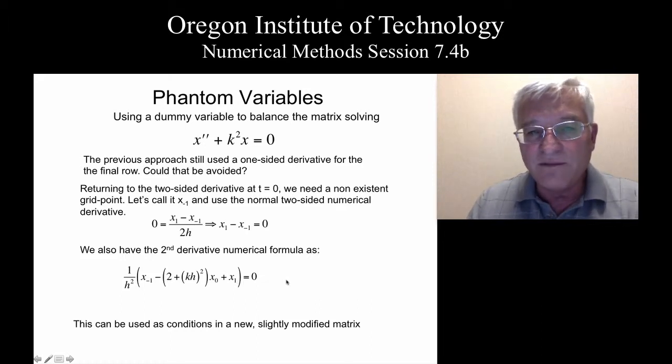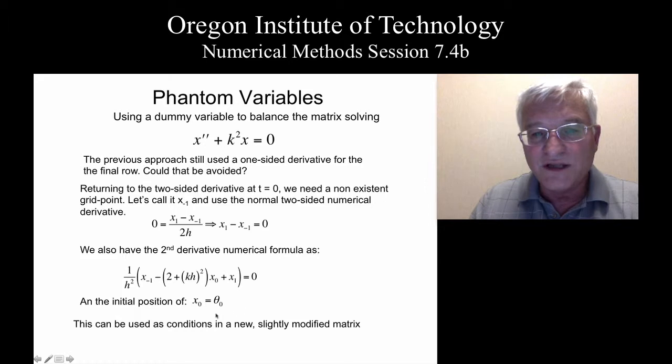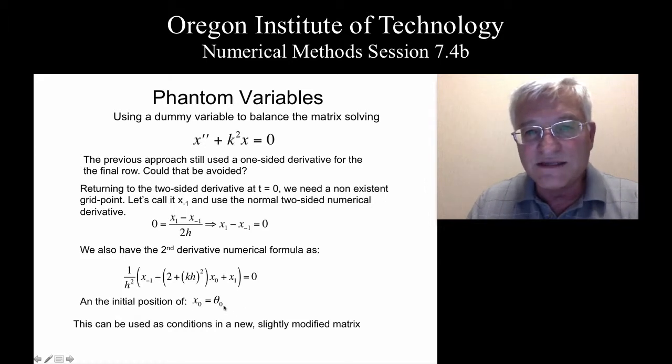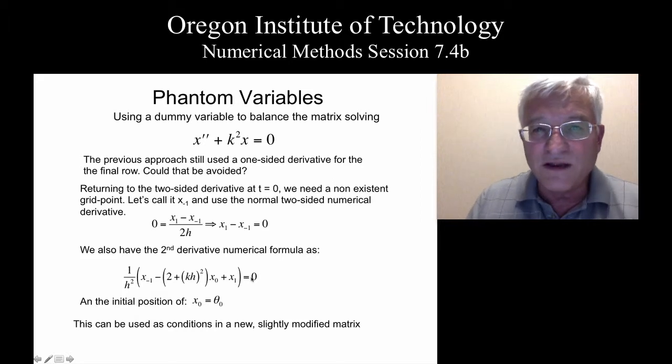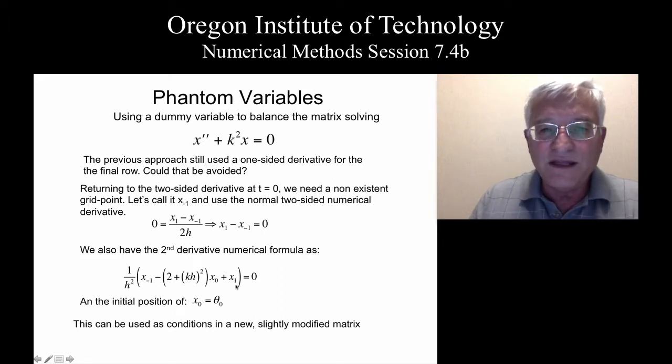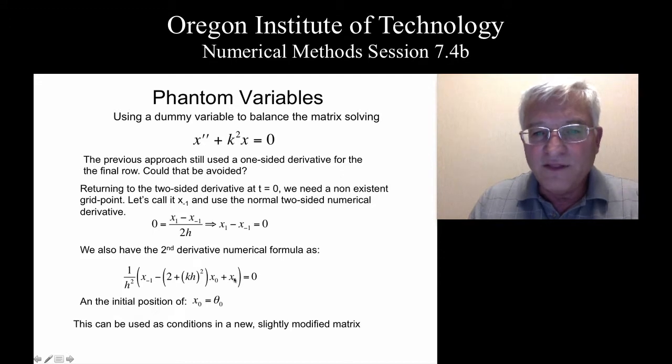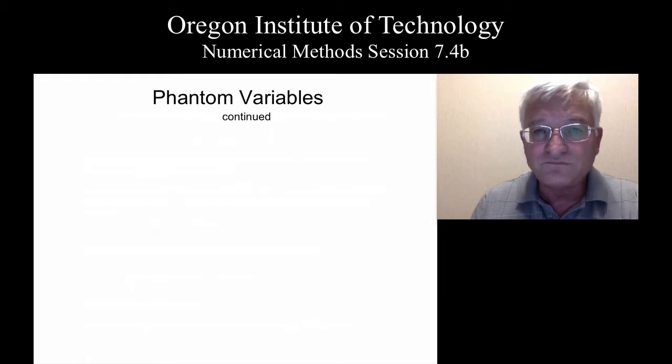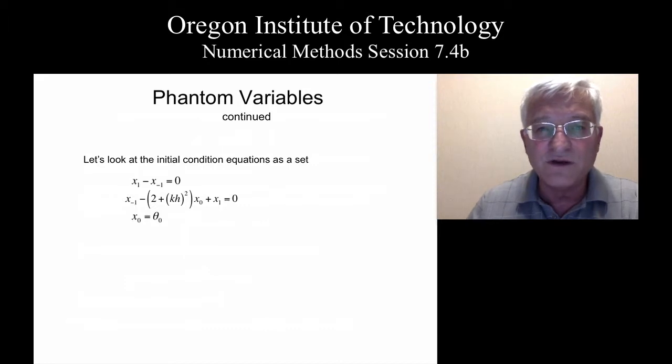Well, I think I can come up yet with another equation, and that is x0 equals theta 0. That's my initial condition. I know that's true. I now have 3 equations and 3 unknowns, one of which I'm not really interested in except just to complete the puzzle. Could this result in an x1 that produced a slightly modified matrix but did so only with initial conditions? And the answer is going to be it will. So let's just see what those 3 equations were.